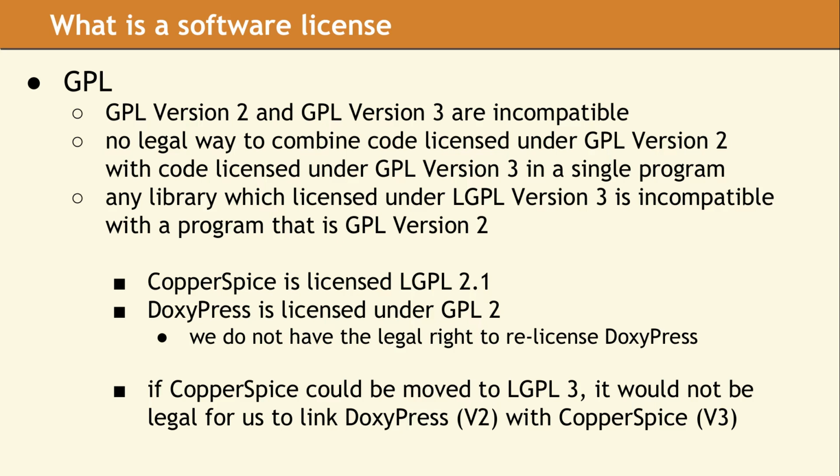DoxyPress, another product we work on, is licensed under GPL 2. And we don't have the legal right to relicense it since it is derivative work. If we relicensed CopperSpice under LGPL 3, it would no longer be legal for us to link DoxyPress with CopperSpice, since GPL version 2 is incompatible with LGPL version 3. It is our intent to retain the LGPL 2.1 license for CopperSpice, since it is compatible with the largest number of free software and open source licenses.